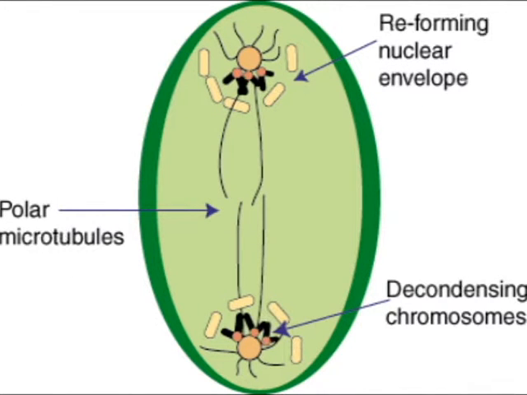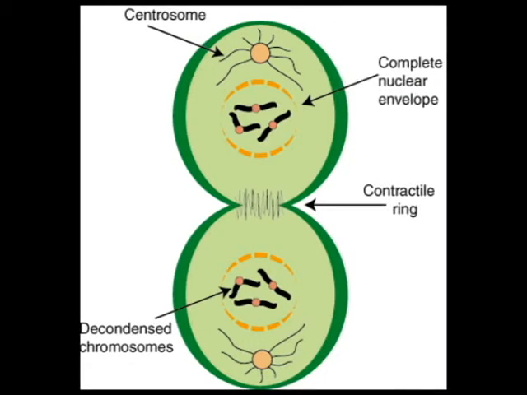After that is telophase, and this is the final stage of mitosis, and in this stage the chromatids start to loosen into chromatin, and a nuclear envelope starts to develop around the chromatin, and the spindle apparatus disappears. And after that is finally cytokinesis, the last stage.